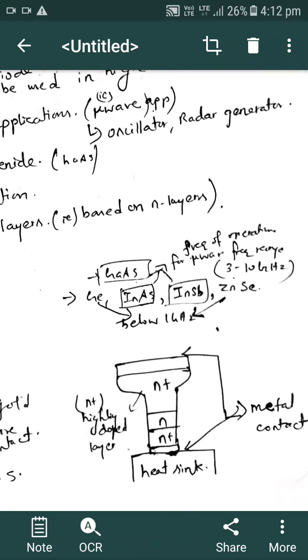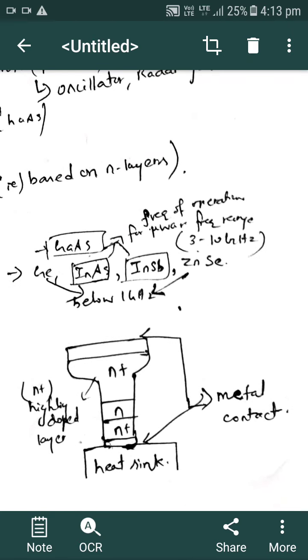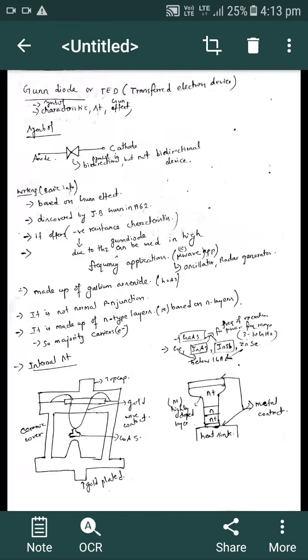So gallium arsenide and indium arsenide can be used for operation in the microwave frequency range, that is, 3 to 10 gigahertz. And if the frequency of operation is below 1 gigahertz, we can use germanium or zinc selenide, like that.